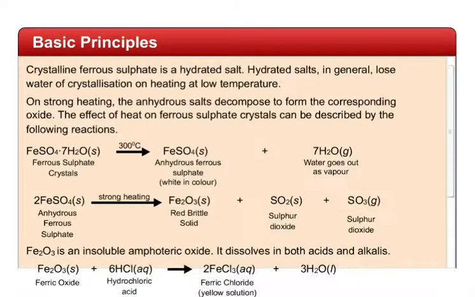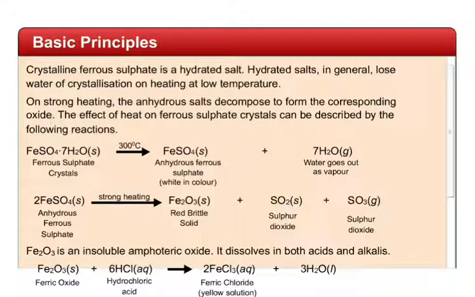Basic principles. Crystalline ferrous sulfate is a hydrated salt. Hydrated salts, in general, lose water of crystallization on heating at low temperature. On strong heating, the anhydrous salts decompose to form the corresponding oxide. The effect of heat on ferrous sulfate crystals can be described by the following reactions.